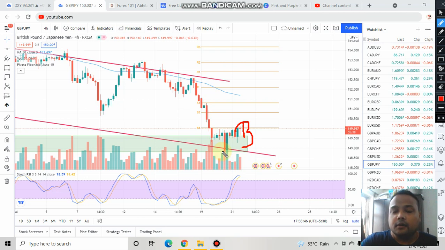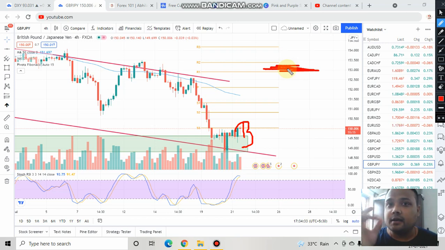Because see, support and resistance levels are not permanent. They are not something that cannot be destroyed. They are like wooden flooring. Okay, so they can be destroyed. So you cannot be 100% sure that if there is a support, the market will definitely bounce. You cannot be 100% sure. Therefore, wait for the confirmation.